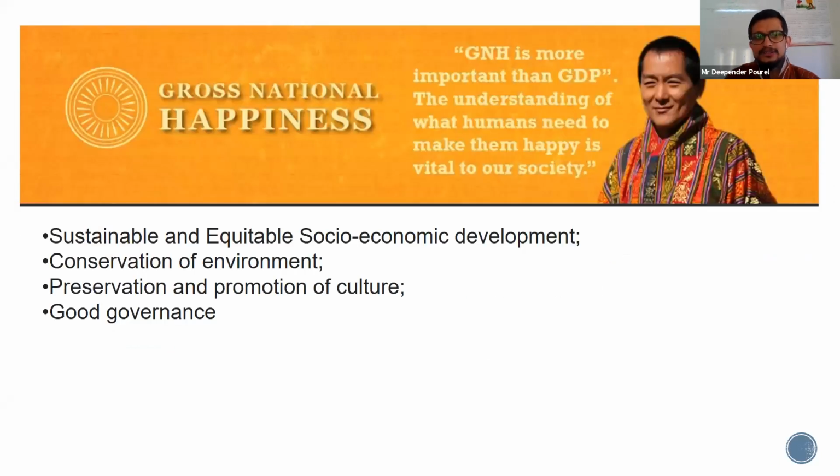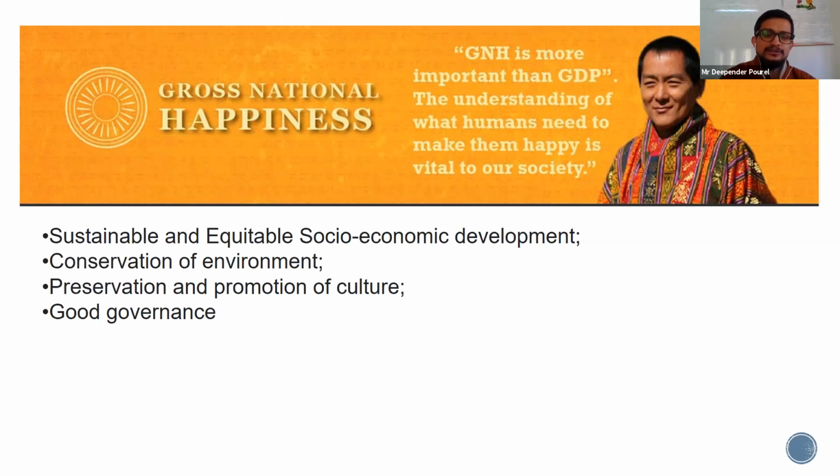The concept of gross national happiness was coined by the fourth king of Bhutan. And he said, I quote, GNH is more important than GDP. The understanding of what humans need to make them happy is vital to our society. That's what we have been moving on, for so long. And that's why I think we are a happy nation, and as Professor Utpal rightly pointed out, yes, we are at the apex in terms of happiness, and we are very happy to be there, and also to lead in this context.